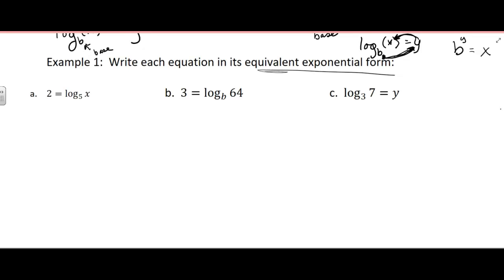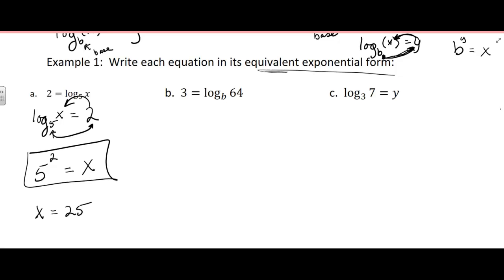Okay, but we'll practice. Here this time they wrote it the other way. So for this first one, I'm going to write it this way so you can see it. They did not put parentheses around the x, but you could. The base starts here, 5. You go across and get the exponent, 2, and it equals the argument, x. Now you could finish that off and say x equals 25, because we know what 5 squared is. But I don't think they want that. They just want it in the equivalent form. So they probably just want that.